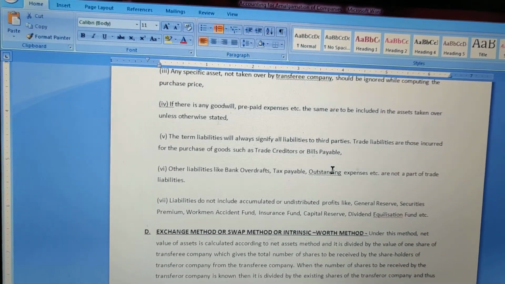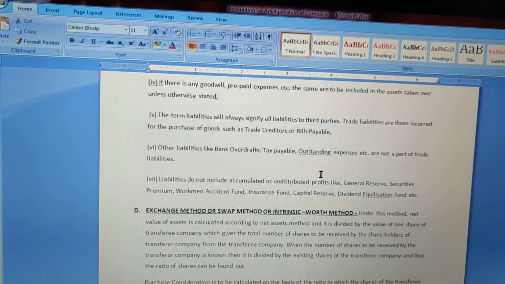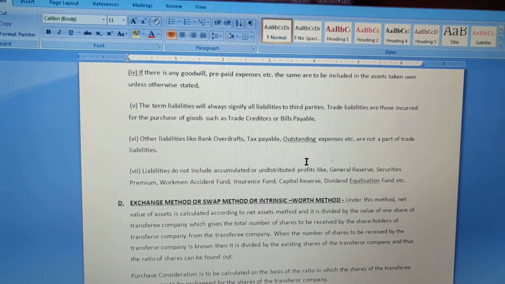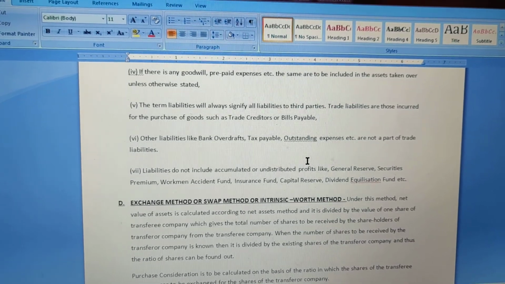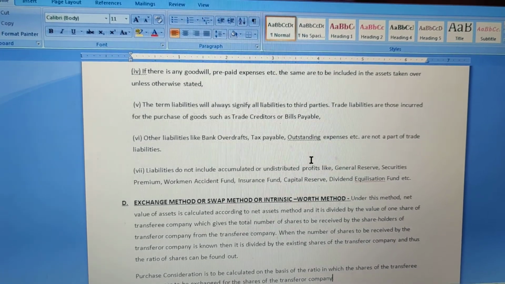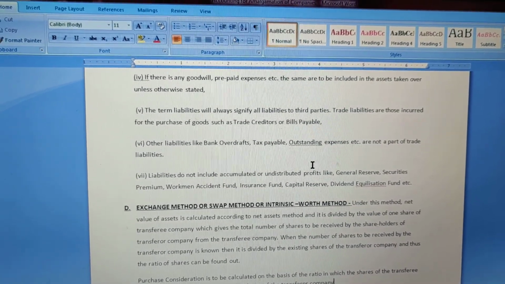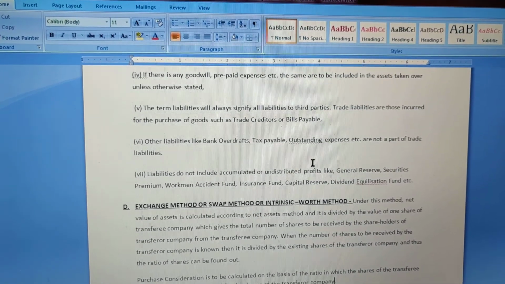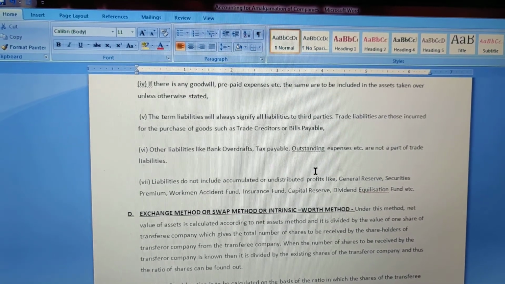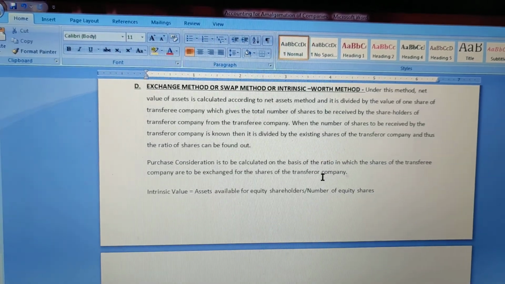Next, the sixth point is: other liabilities like bank overdraft, tax payable, outstanding expenses, etc., are not part of trade liabilities. Trade liabilities are trade creditors or bills payable, while the other liabilities include bank overdraft, tax payable, and outstanding expenses, and they are not a part of trade liabilities. Clear?